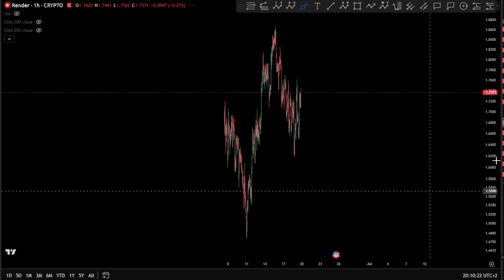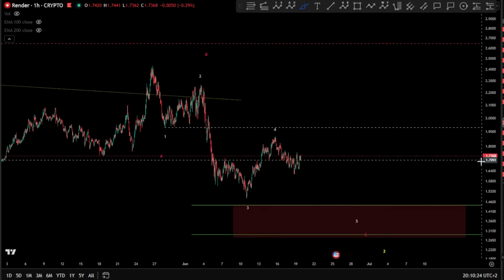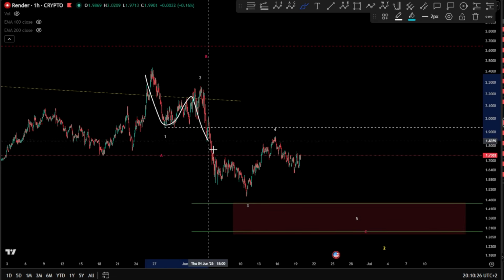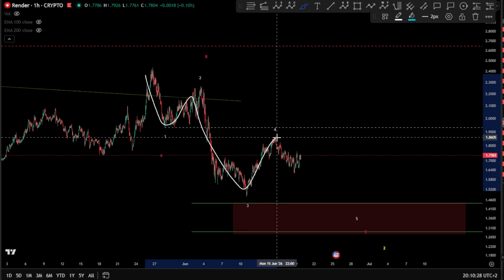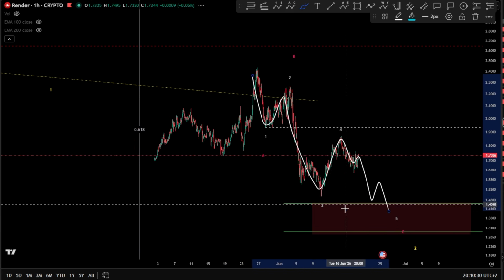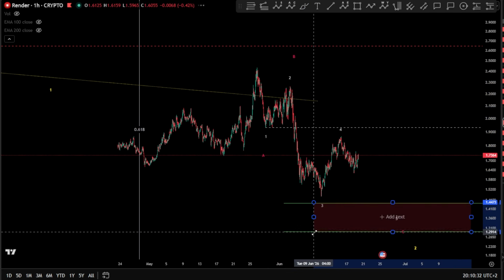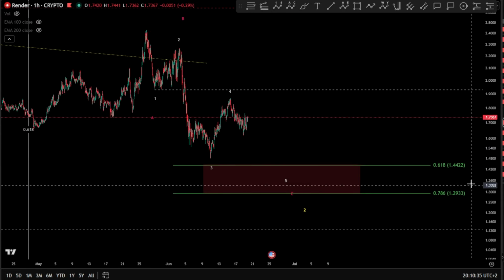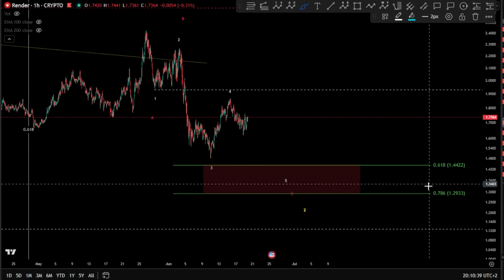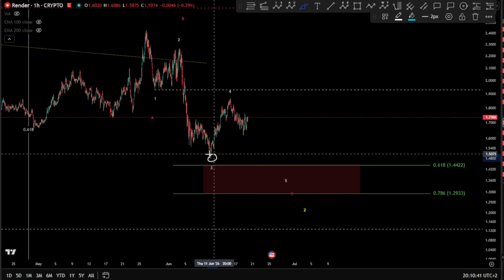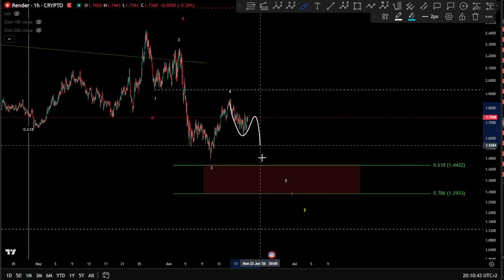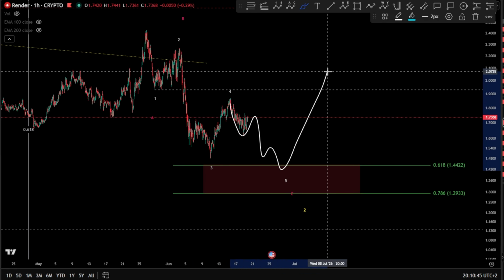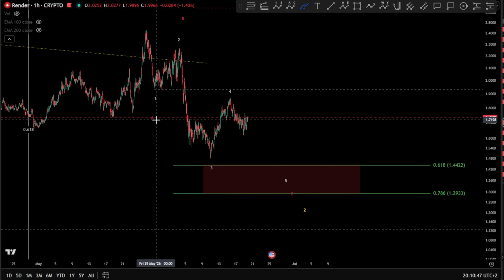If we dive inside it here, we can see clearly that we have an impulse unfolding as a 1, 2, 3 here. Wave 4 and a wave 5 might have started, and we might see one more low, as we mentioned, between the 0.618 and the 0.786, 1.44 is very likely because we're gonna take the low there. So expect a 1, 2, 3, 4, 5 and a reaction to push toward the upside here.